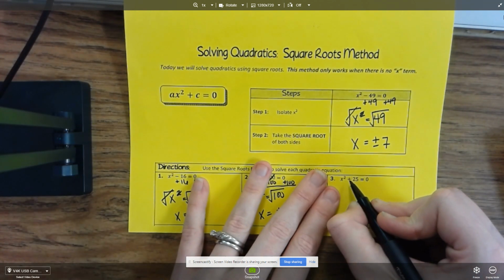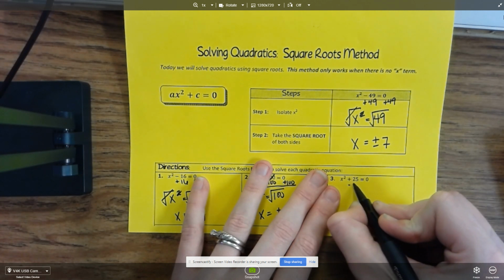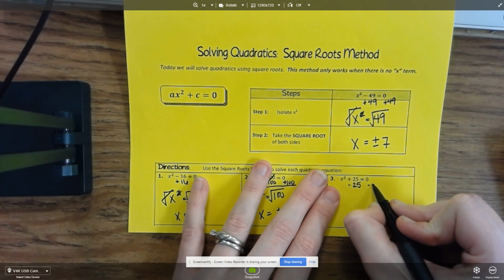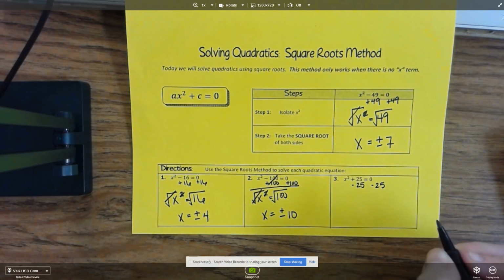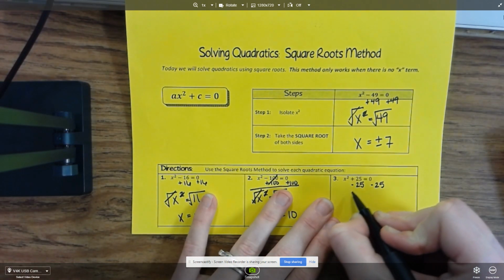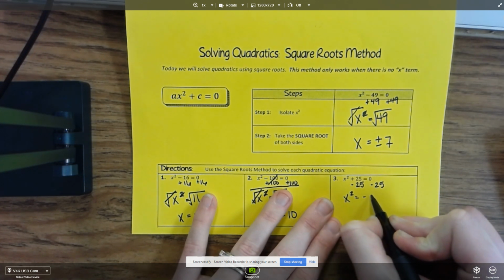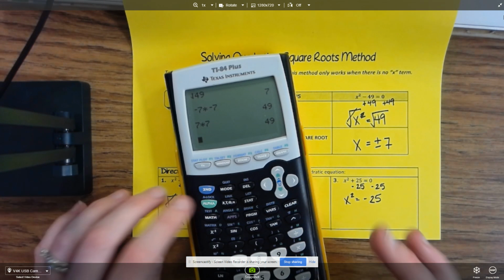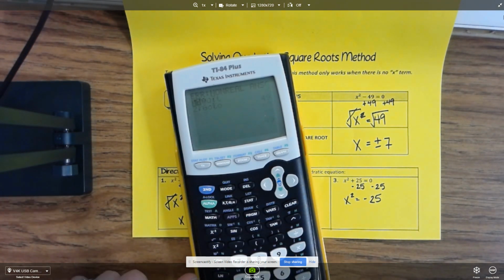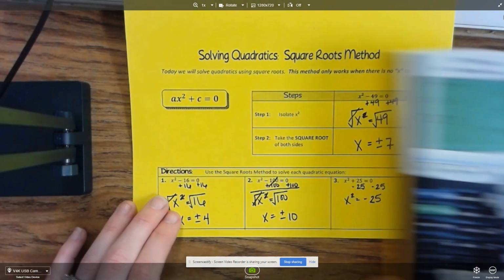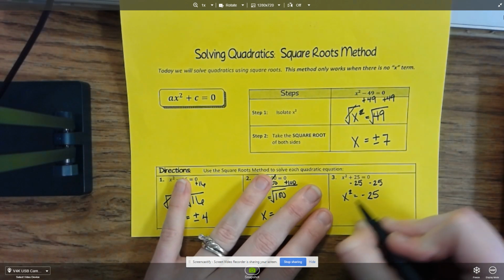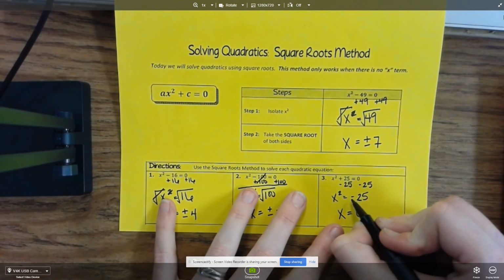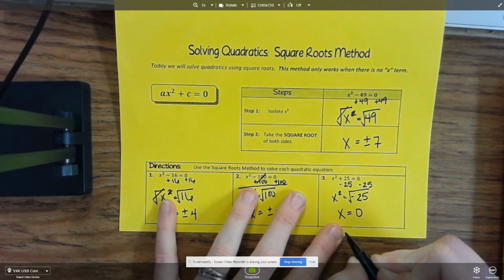All right, so this time I've got x squared plus 25. So now I have to subtract 25 from both sides. And so I have x squared equals negative 25. And so what happens here is you cannot square root a negative number. It's a non-real answer. So this doesn't work.